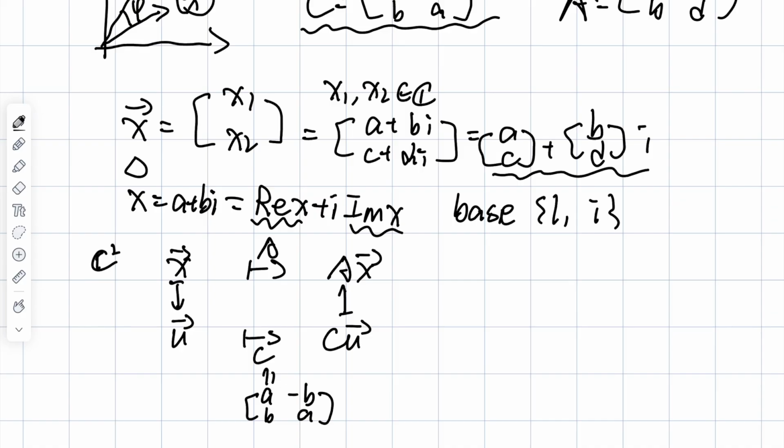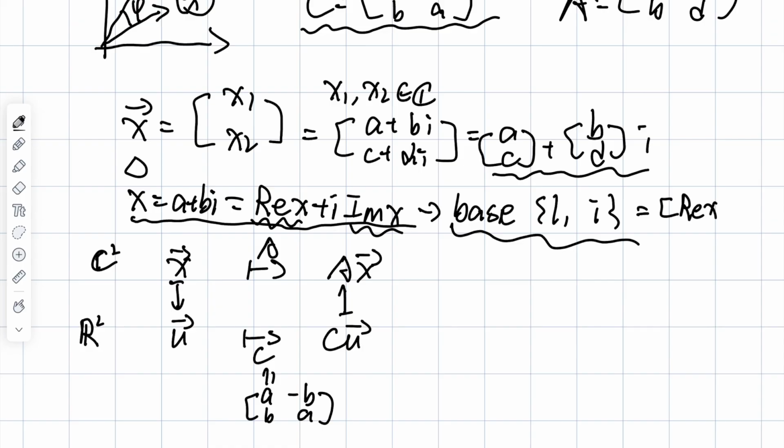Then what's the relationship between this complex basis and this real basis? Well, we already know that x equals the real part of x plus i times the imaginary part of x. If we use this basis, we'll write it as the real part of x and then the imaginary part of x. This is the P that we're looking for. Remember, in the change of basis, x times the inverse of P gives you the u that we're looking for. This P, of course, is not always invertible.